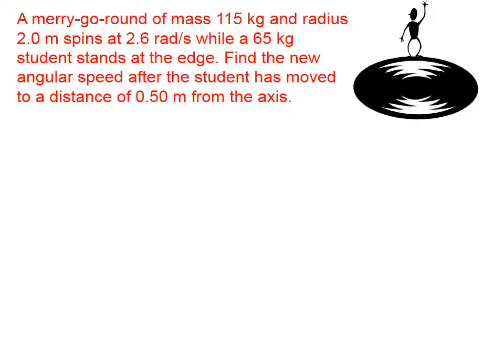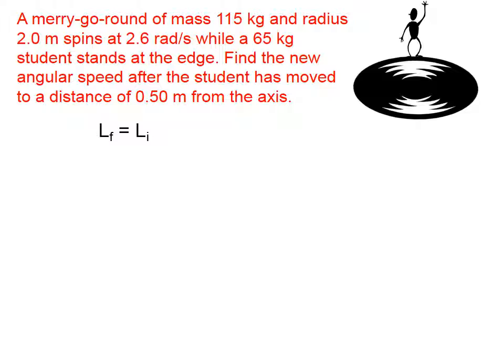So here's our problem. A merry-go-round of mass 115 kilograms and radius 2 meters spins at 2.6 radians per second, while a 65 kilogram student stands at the edge. Find the new angular speed after the student has moved to a distance of 0.5 meters from the axis.